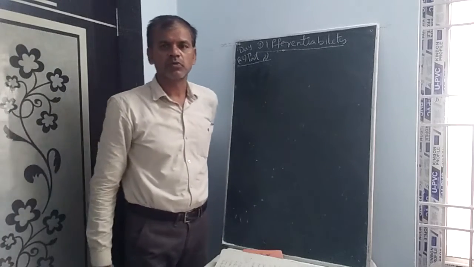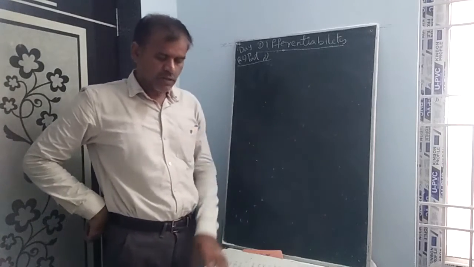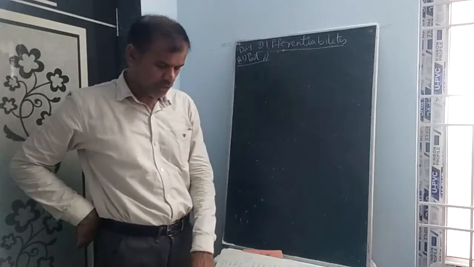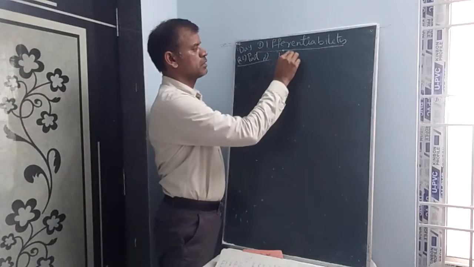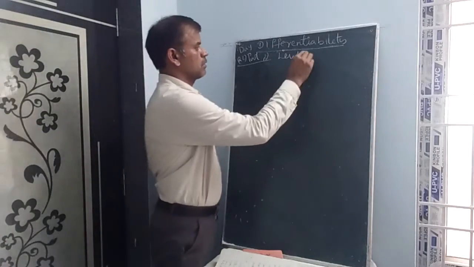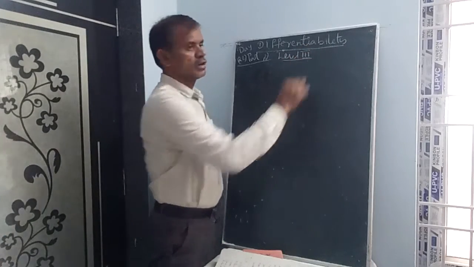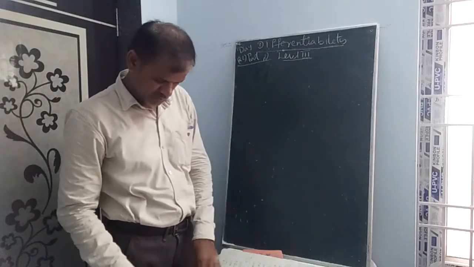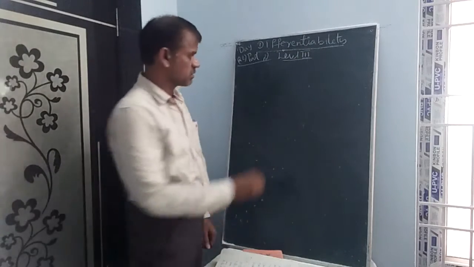In day 22 part 1 we discussed differentiability level 2 sums in our material. Now let us discuss level 3 sums, previous JEE Mains questions and some important questions in level 3. Level 3. Let us start from back to front. So let us start with question 42 first of all.